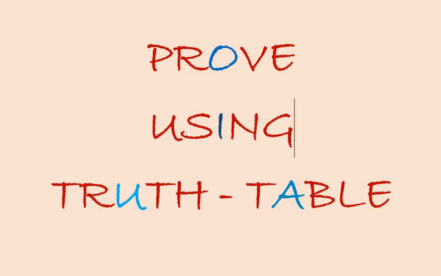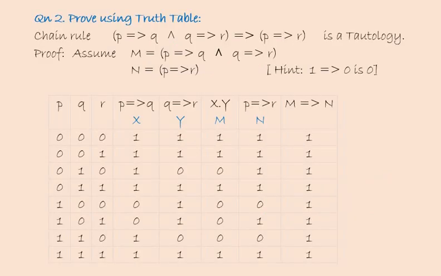Hello. Prove using truth table. Coming up next, it's time to prove the chain rule using a truth table and ensure that the result is forever true. Forever true is also called a tautology, which means whatever input you supply, the answer will come as true. Now let us check it out.